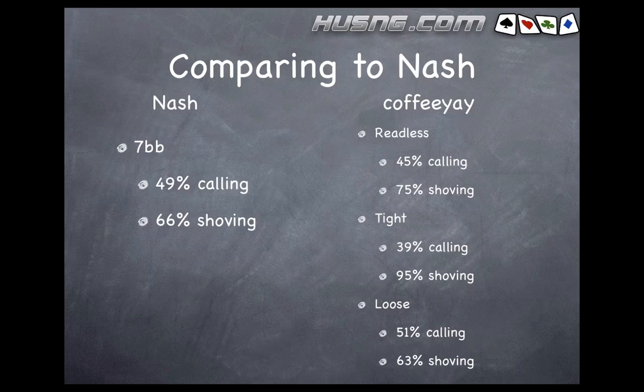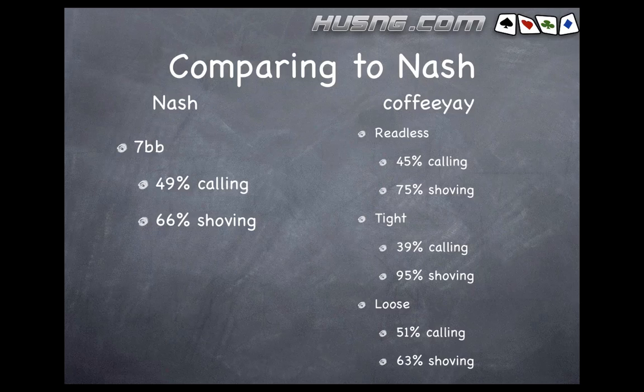So let's first look at Nash, just to remind ourselves, at 7 big blinds, the Nash calling range. Villain should be calling open shoves with 49% of hands if he's playing Nash. The small blind should be shoving 66% of hands when it's shoving Nash. So that's the size of the different calling and shoving ranges for Nash at 7 BBs. Now let's look at how Confier compares at 7 BBs, the different ranges we came up with.